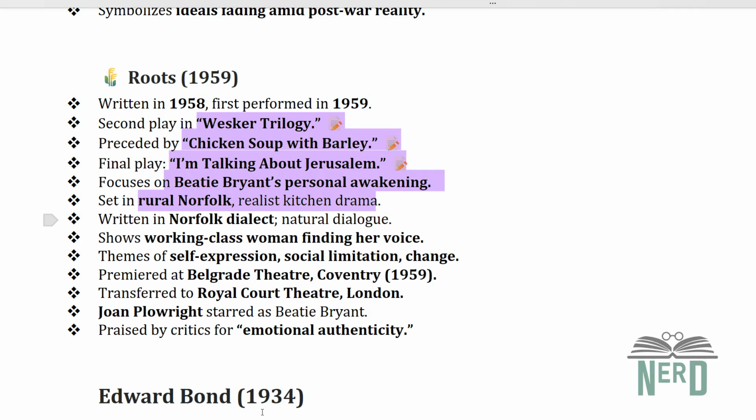Together, these 3 plays trace the collapse of idealism and the rise of personal identity in post-war Britain. Critics admired Wesker for his emotional authenticity and his ability to connect personal relationships with political change. His plays, first nurtured at the Royal Court Theatre under George Devine and later under William Gaskill, represent the voice of an era when theatre finally looked at life not through aristocratic mirrors, but through kitchen windows.